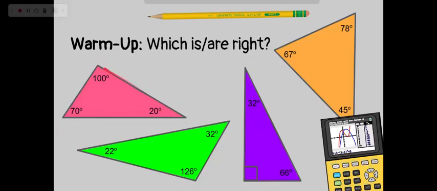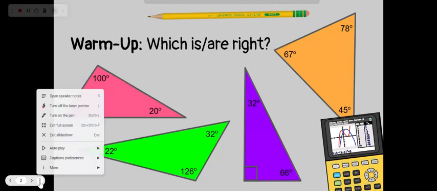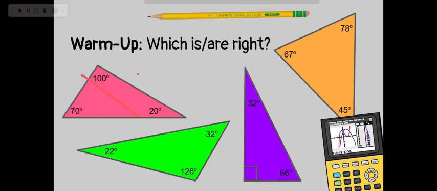The pink angle, when you add up all of those angles, hopefully you realized that it is not correct, because 100 plus 70 plus 20 adds up to 190. So that's a no. Maybe I'm going to exit it out. Okay, the green one, when I add up 22 plus 32 plus 126 on my calculator real quick, I get 180.